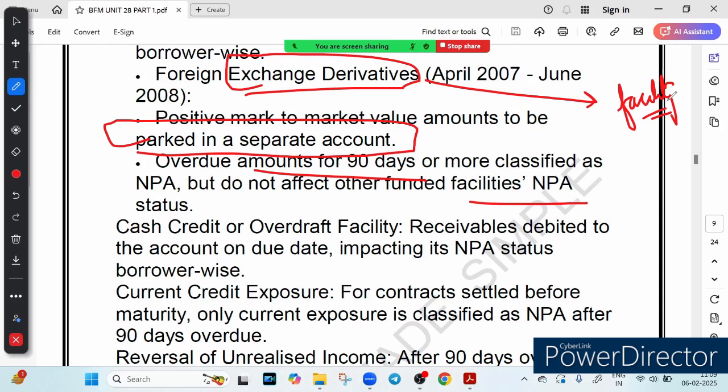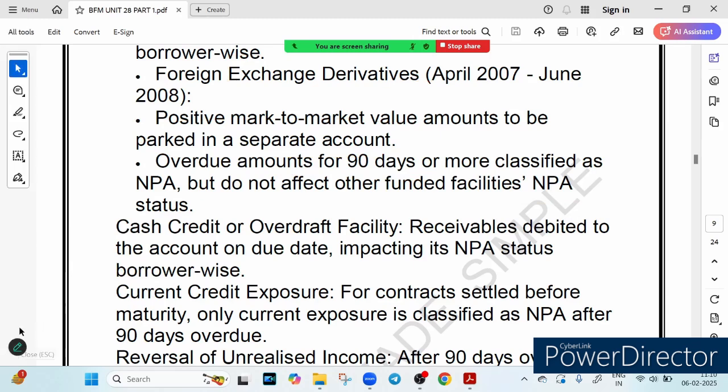Understood? So suppose this borrower has taken a car loan, this foreign exchange derivative loan, and also a guarantee. So if this particular derivative becomes NPA, if this derivative remains unpaid for 90 days, if the overdue amount is there for 90 days, obviously it becomes NPA. But it does not mean that the car loan will also become NPA. Understood? Now let's talk about the next point, which is regarding the reversal of unrealized income.